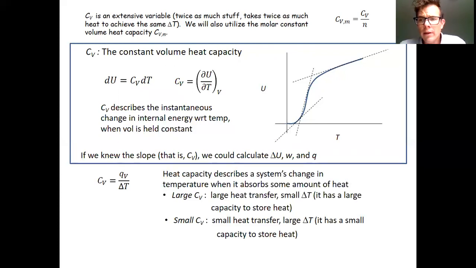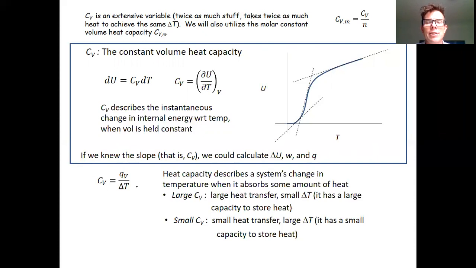Here's more of an intuitive or a physical definition. I can rearrange my equation for QV and I get something which looks like this. And essentially this tells me that heat capacity describes a system's change in temperature when it absorbs some amount of heat. So if I have something with a really large heat capacity, it absorbs a large amount of heat and has a small temperature change. That is, it has a large capacity to store heat.